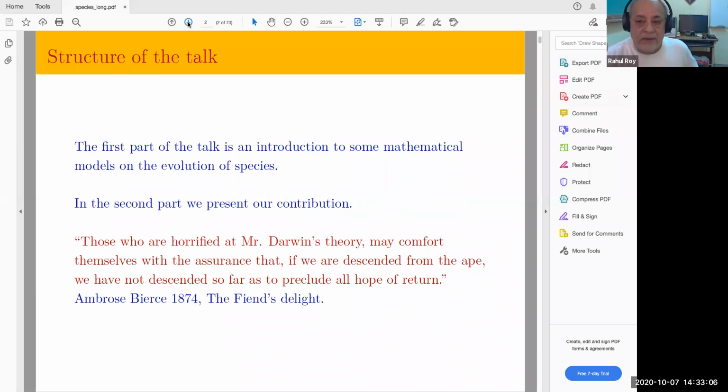But first let me give the structure of the talk. The first part is about an introduction to some mathematical models on the evolution of species. And in the second part, we'll present our contribution.